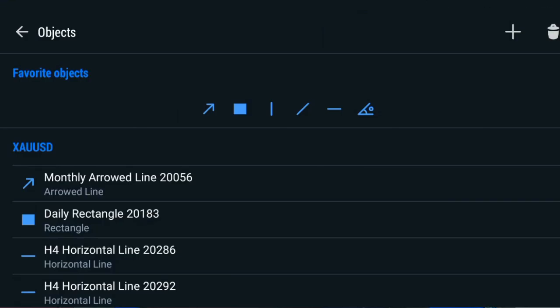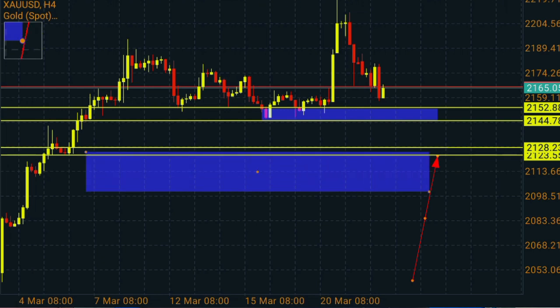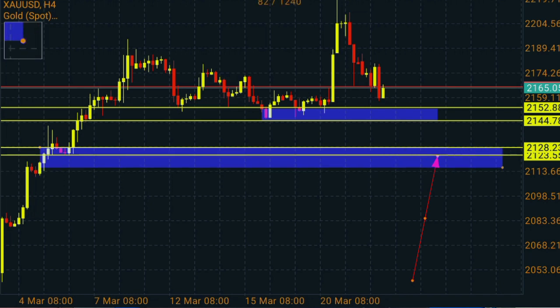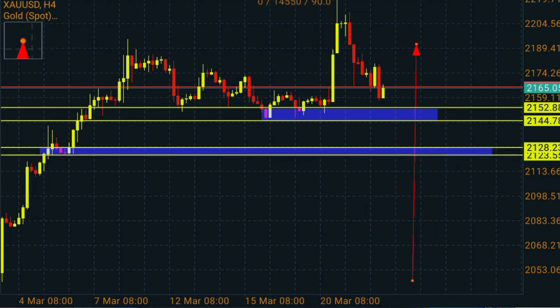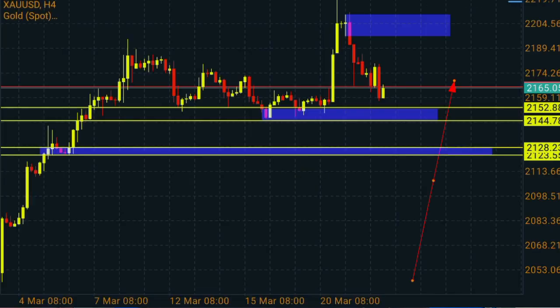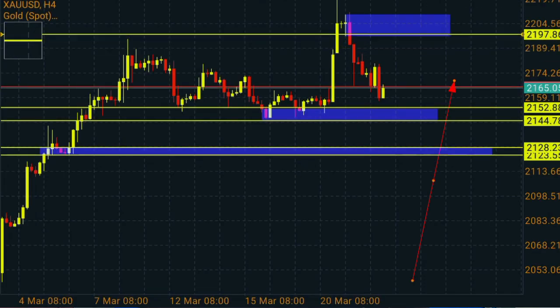I'll see for myself. After this, so after these two zones, then I will look at the upper region also. Here there is also H4 engulfing. Here is also H4 engulfing, but I will use H1 to filter it very well.